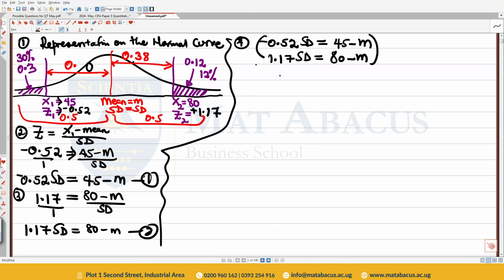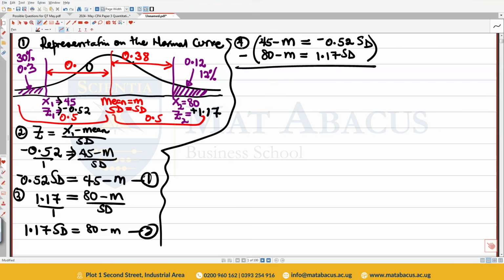Now, if you're uncomfortable with this arrangement, you could start off with the M so that you can subtract, or you use the elimination and substitution method. So let's have, starting from M, 45 minus the mean is equal to negative 0.52 SD. And then 80 minus the mean is equal to 1.17 SD. All right.